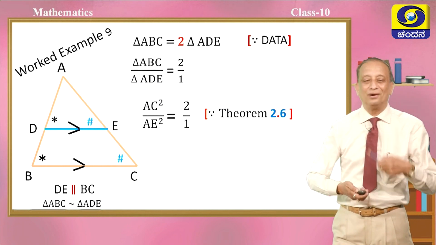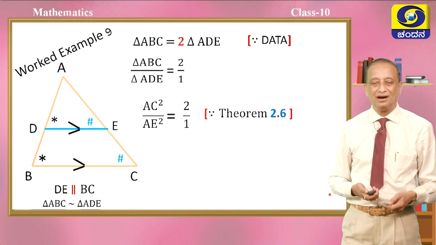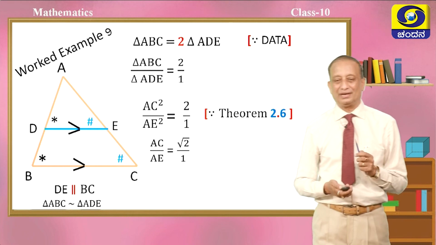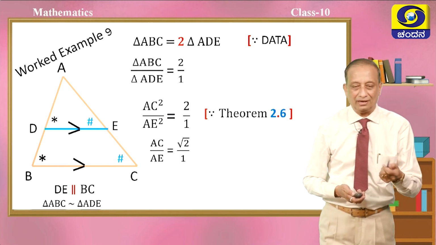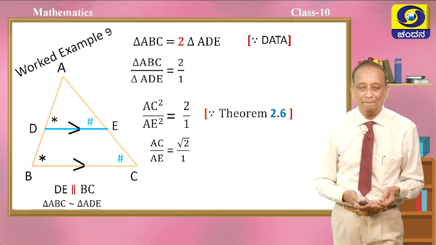Tell me, children, how to go further? We are interested to find out EC by AC. How to do that? Don't you think we must take square root on either side? The square root on the left hand side will give AC by AE, which is equal to root 2 by 1.